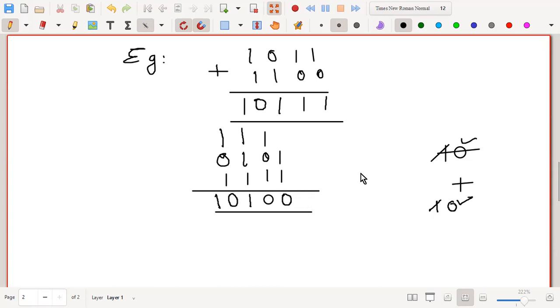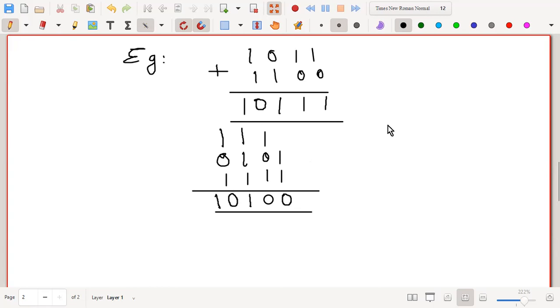So in this way, you can see different examples. You can just practice some more questions, more examples, then it won't be difficult. Okay, so in that way, here we are adding only 2 numbers. You can add 3 numbers also.